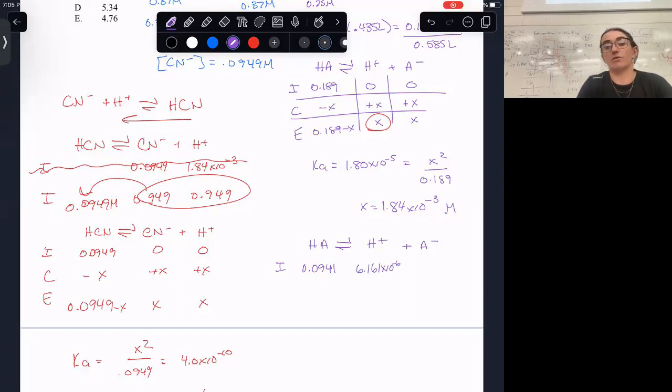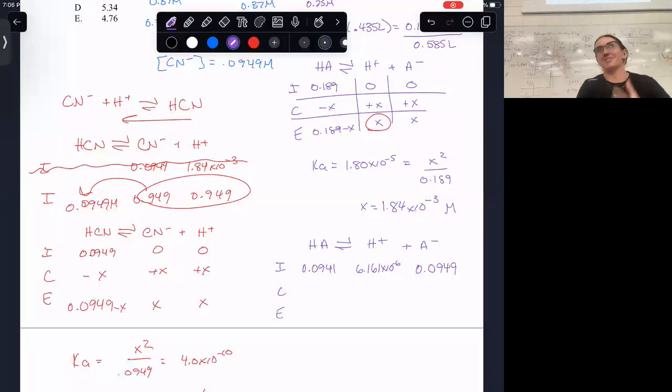And how much A minus do we have? As we're producing H plus, that's being consumed to make HCN, what else are we producing? A minus. So all of that concentration of CN that we had is also the same concentration of the A minus we have. So this is 0.0949. Do we think we're at equilibrium? Nope.